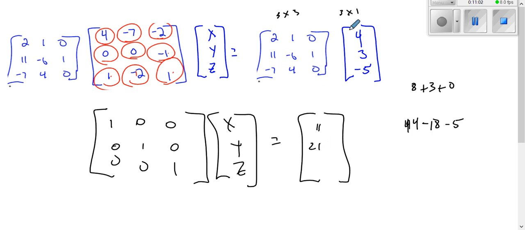And the last one, this times this. So negative 7 times 4 is negative 28. 4 times 3 is 12. 0 times, that's 0. Negative 28 plus 12 is negative 16. So in theory, x is 11, y is 21, and z is negative 16. In theory. I don't know if I did this right. That's the best I got. Okay.